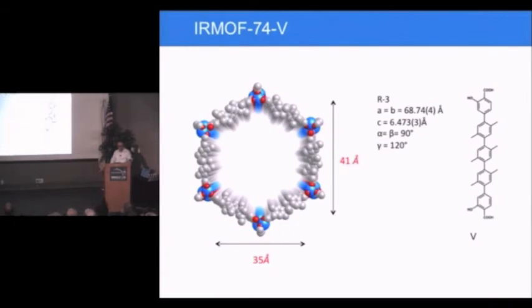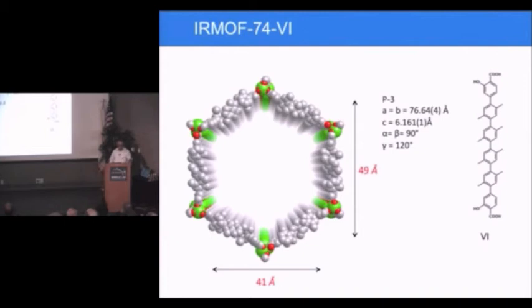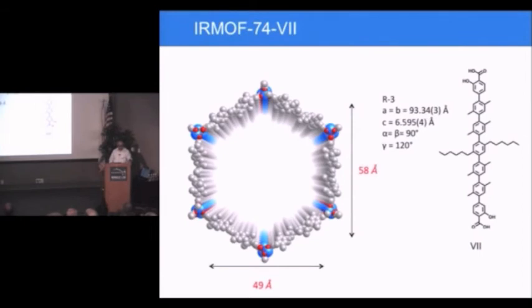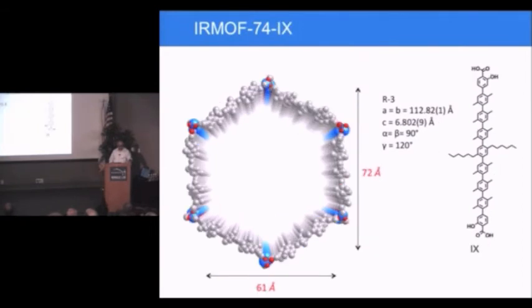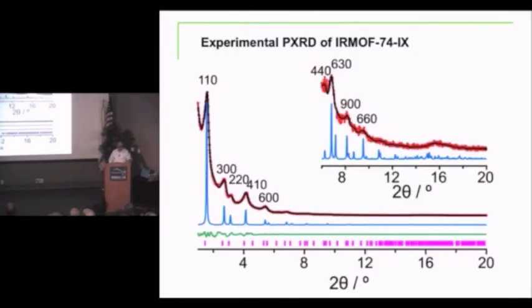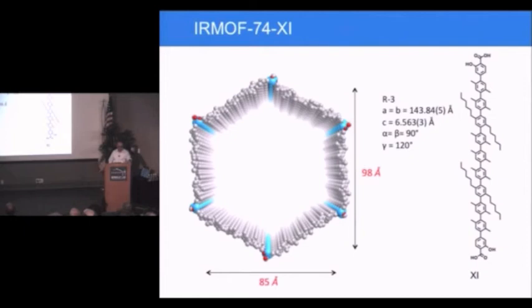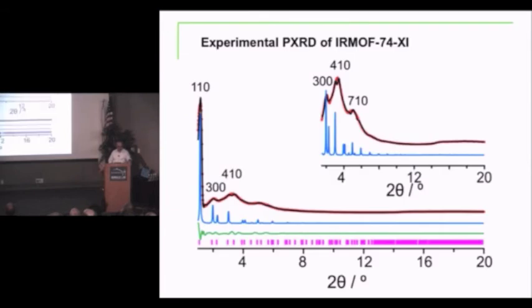5 phenylene units, 41 by 35, and that was the previous record for any porous crystal in terms of pore aperture. And so we have now 6 phenylene units, 49 by 41, and 7 phenylene units, 58 by 49. 9 phenylene units, and very lousy XRD, but nevertheless, I think we can say convincingly that we have that framework. And then 11 phenylene units to get to a 98 by 85 pore opening, and a very broad XRD, but again, we have the 110, very indicative of that framework structure.